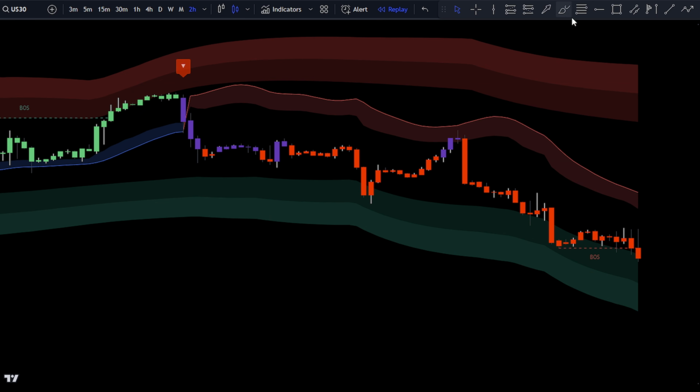Let's take a look at another sell trade example. First, the price must interact with the red reversal zone. Wait for the price to move into and completely out of the upper red zone. This confirms that the price has bounced off the red reversal band.